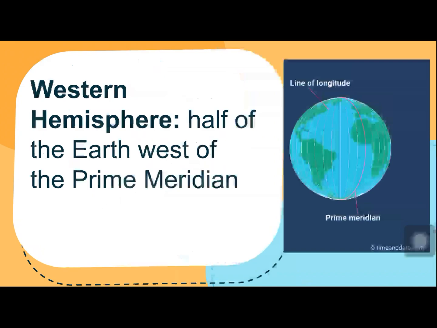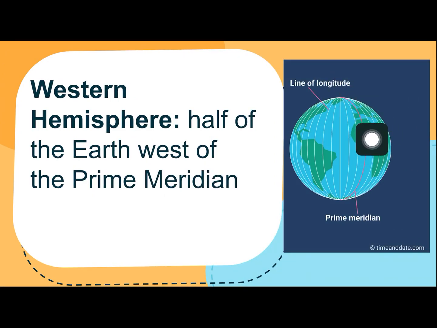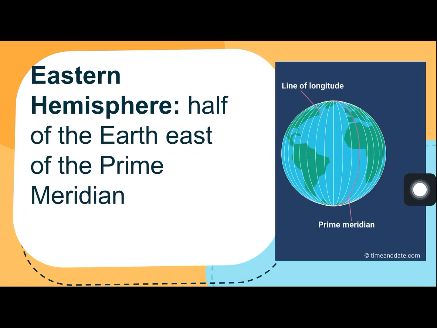So our other word here, just like I was mentioning previously, Western Hemisphere. Say Western Hemisphere. Good. This is half of the Earth west of the prime meridian. So again, our prime meridian goes up and down. That's just an equal half, cutting our Earth in half equally. So west would be on this side. In the United States, we are part of the Western Hemisphere. And then on the other side is the Eastern Hemisphere. Say Eastern Hemisphere.